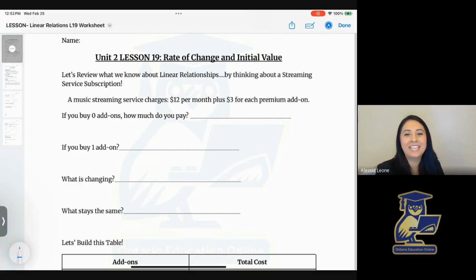Welcome to lesson 19, rate of change and initial value. We looked at rate of change, we got introduced to it last lesson. Now we are going to look at rate of change with initial value and speak on it more.